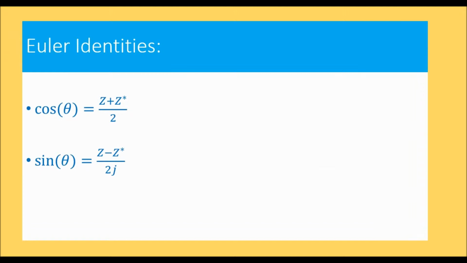Now we discuss the Euler identities. The cosine of our angle zeta, or the phase, is equal to the complex number plus its conjugate, both divided by 2, and the sine of our angle zeta is equal to our complex number minus its conjugate, both divided by 2j.